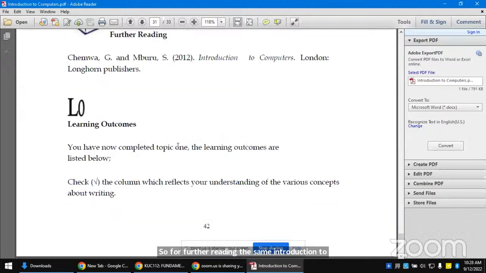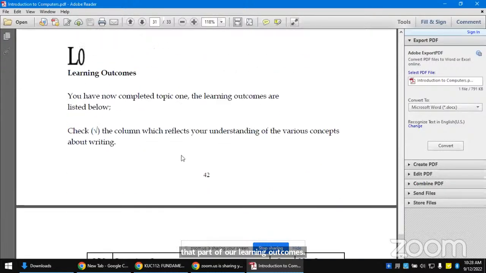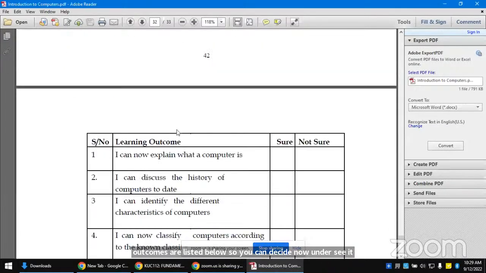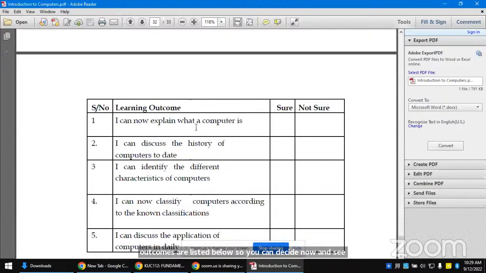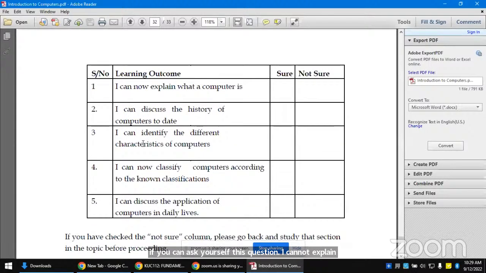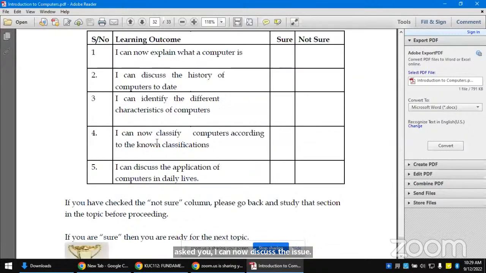Our learning outcomes, you have now completed topic one. The learning outcomes are listed below. So you can decide now and see if you can ask yourself this question. I can now explain what a computer is. And those are the questions I've asked you. I can now discuss the history of computers to date. Can I identify the different characteristics of computers? I can now classify computers according to their known classification. I can discuss the application of computers in daily life. So if you can answer all these questions, then in a nutshell, it means that you are way ready for topic two, which is next week, the same time on Monday. We are meeting at the same time.